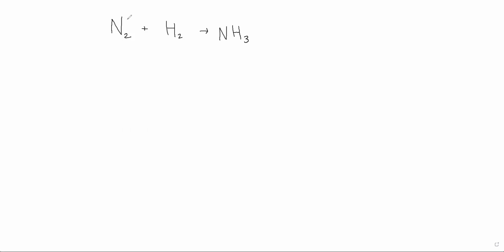So on the left side in our reactants, we have 2 atoms of nitrogen, and we have 2 hydrogens as well on the left. And then on the right, we have 1 nitrogen, and we have 3 hydrogen atoms.